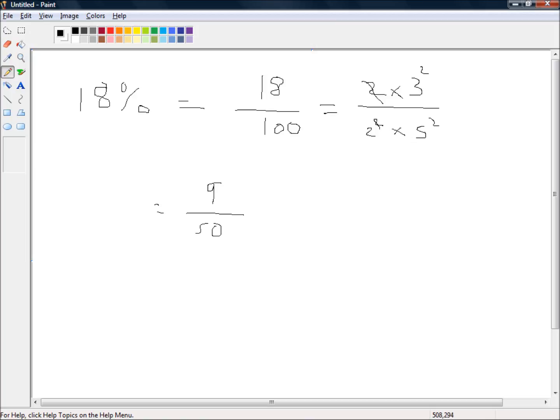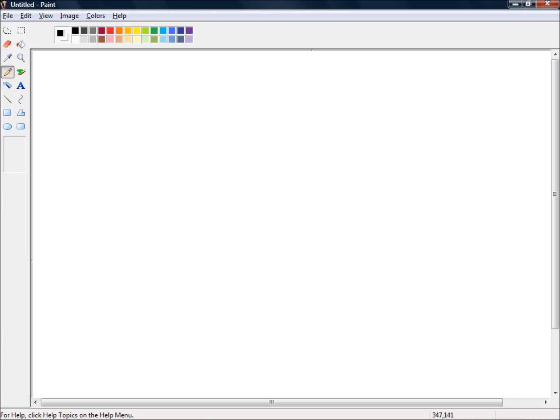Okay, I hope that was helpful. Let's have a go at another one. Okay, let's pick something a little bit difficult. I remember that we used to have VAT in this country at 17.5%. So let's choose something like 17.5% and express that as a fraction.